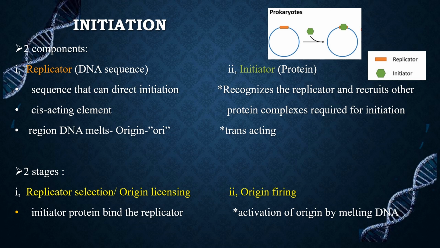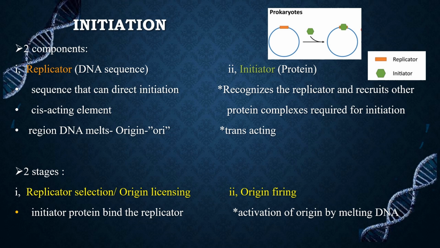It is a cis-acting element, which means it exerts its influence only on a region that is physically linked to it. Also, within the replicator, there is a specific site where DNA is first melted and replication begins. This region is called the origin, or ori. Coming to the initiator, it is a protein that recognizes the replicator and recruits other protein complexes required for initiation. They are trans-acting, which means they exert their influence not only on the region that is physically linked to them, but also on other regions of the DNA.